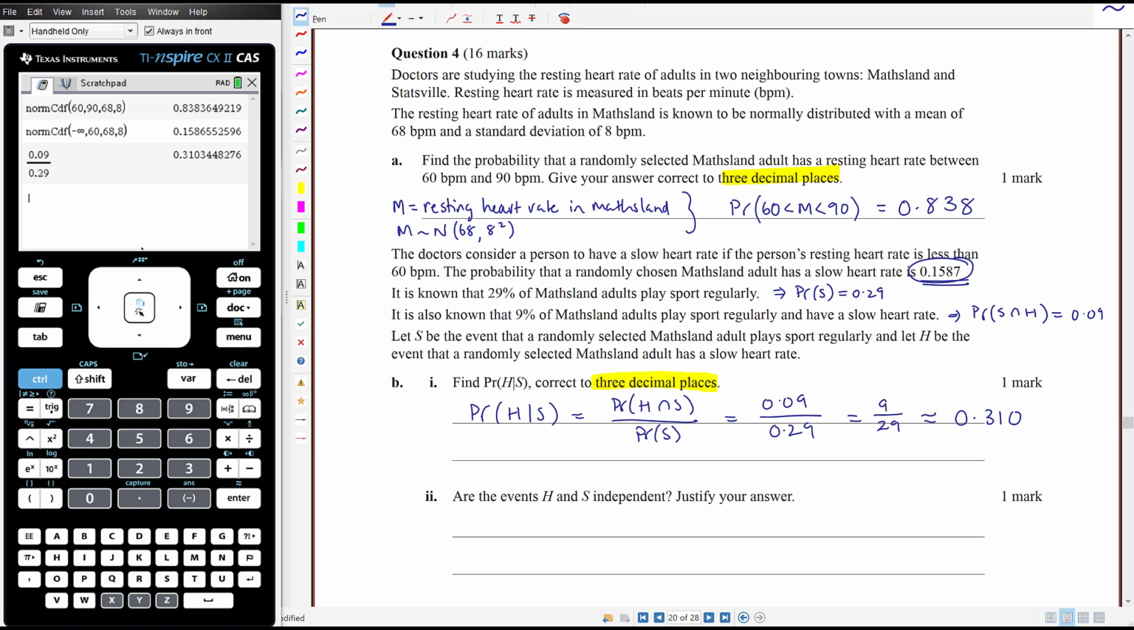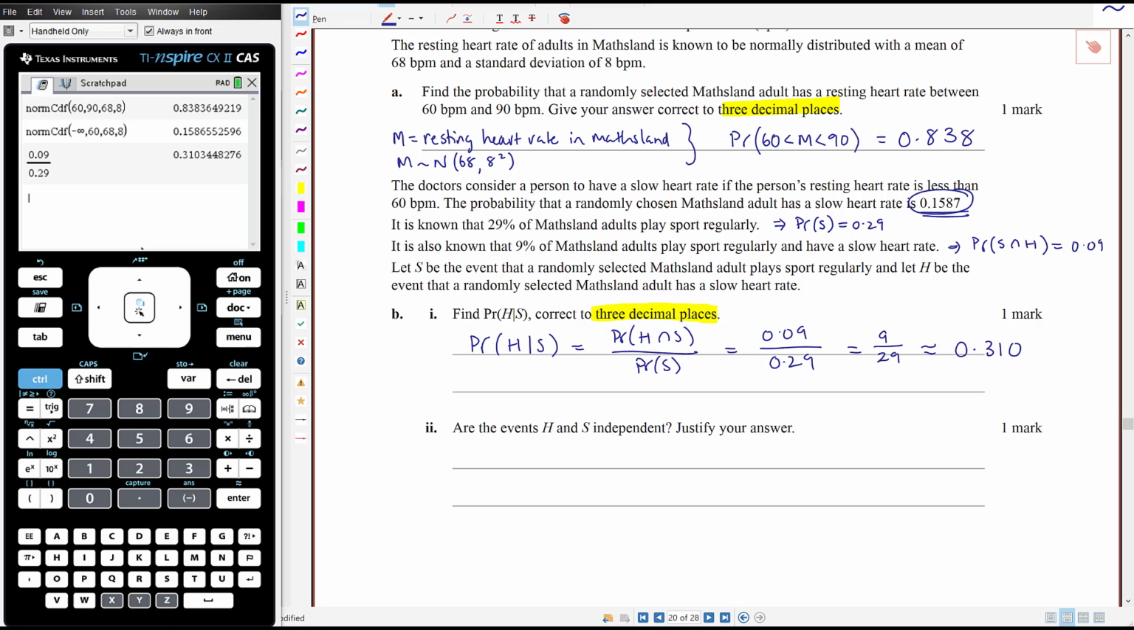Okay, are the events H and S independent? Okay, so if they're independent, one of the ways we can test for independence is that there's 2 ways. Either we're looking for, is the probability of H given S equal to the probability of H?